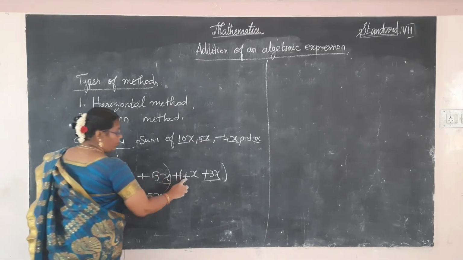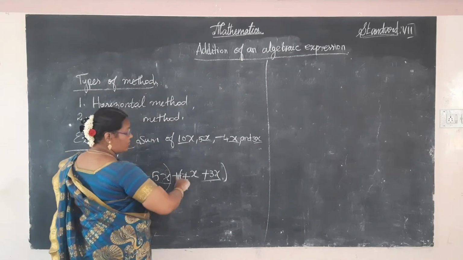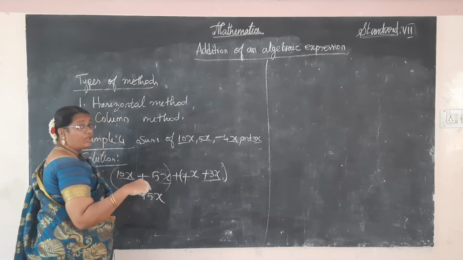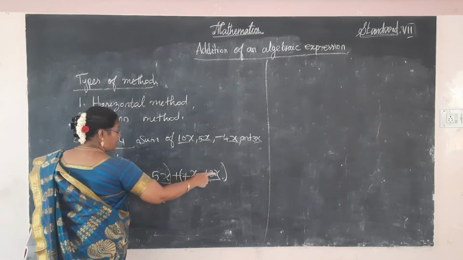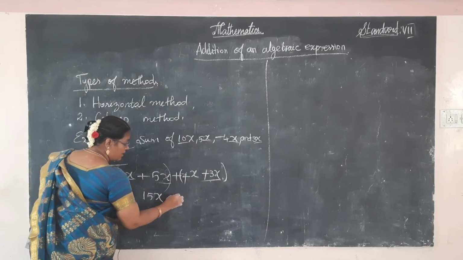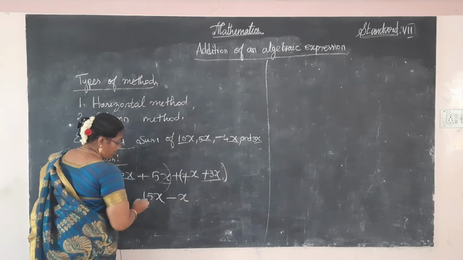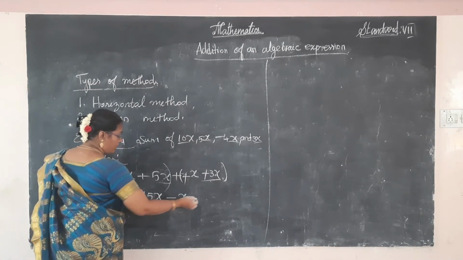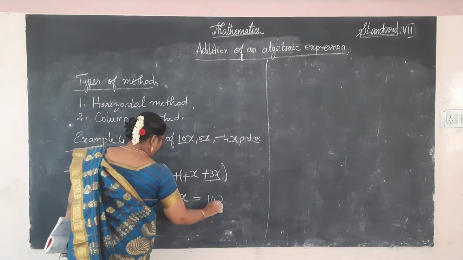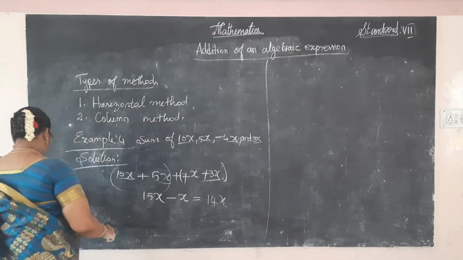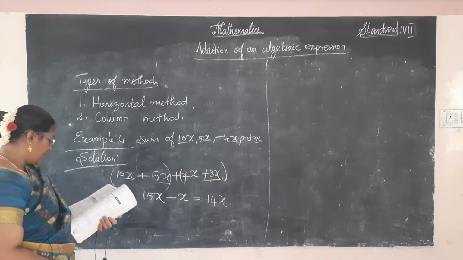Here one is negative and another is positive, so the signs are different. What do we do? Subtract and put the greater number's sign. So minus 4x plus 3x, we get minus x. Again two different signs: subtract 15 minus 1, which is 14, and the greater number's sign is positive. So the answer is 14x.